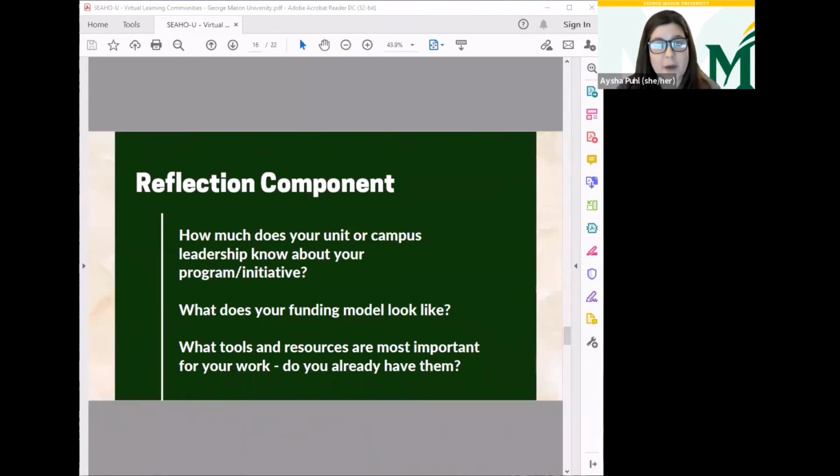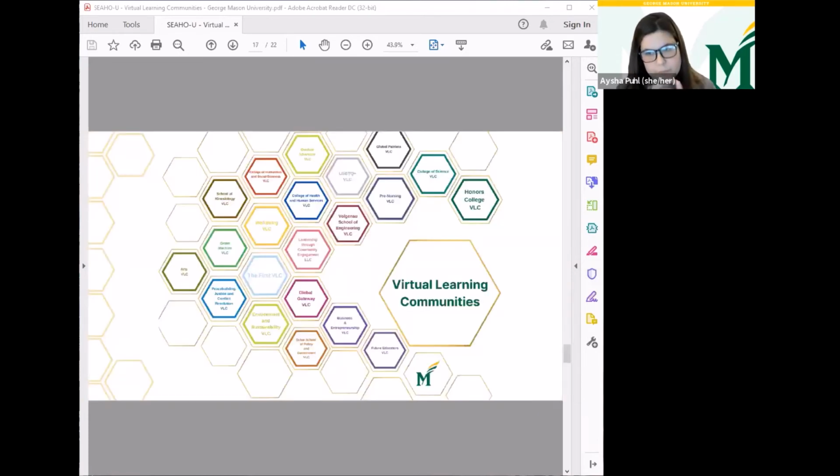What does your funding model look like? I already mentioned, we know not everyone has that same funding resources, so we want to have you think about that. And then last but not least, what tools and resources are most important for your work, and do you already have them?